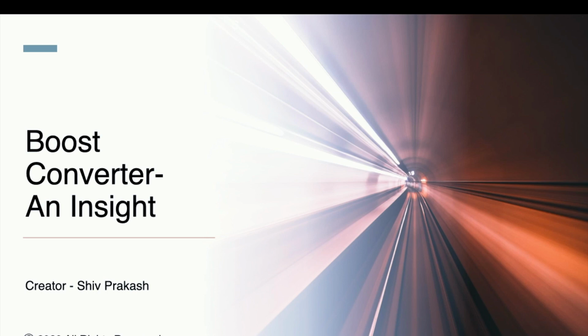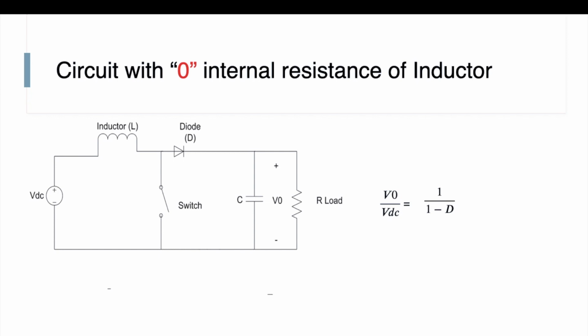This video explores the significance of most often ignored parameters in boost converter. Let's find out how. This is the circuit diagram of ideal boost converter. Ideal boost converter means zero internal resistance of inductor, capacitor, zero switching losses, and zero diodic resistance.